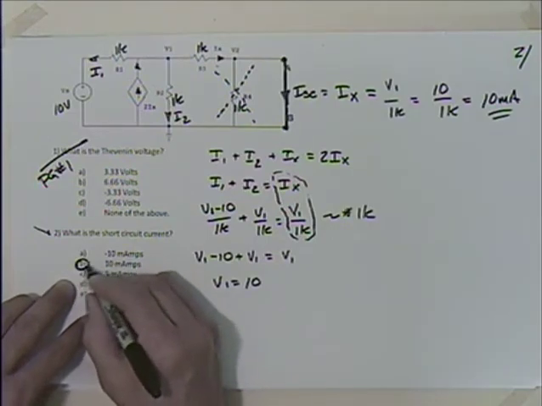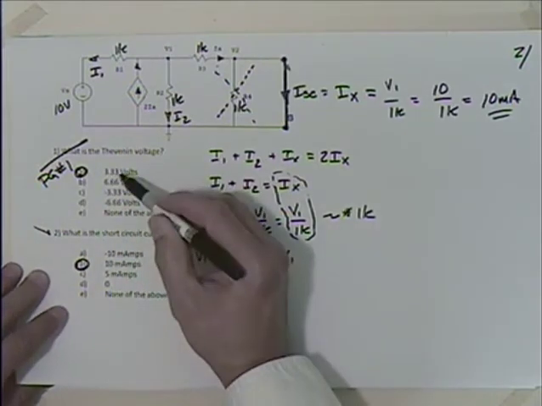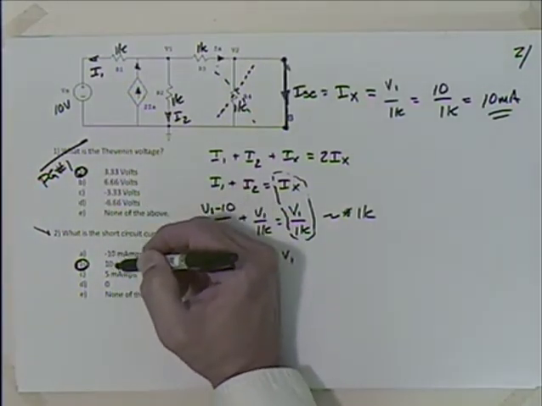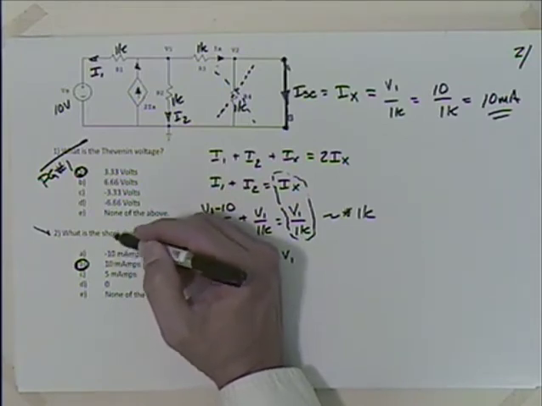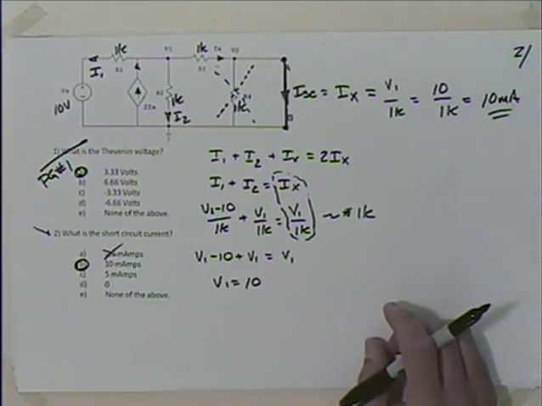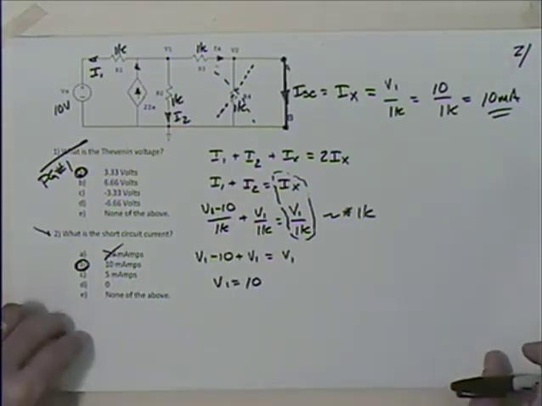Positive 10 milliamps. Now, our last answer, we answered this as positive 3.33. If I had a positive voltage, I have to have a positive current because I can't tolerate a negative resistance. So we know automatically that that's no. So answers A and B so far.